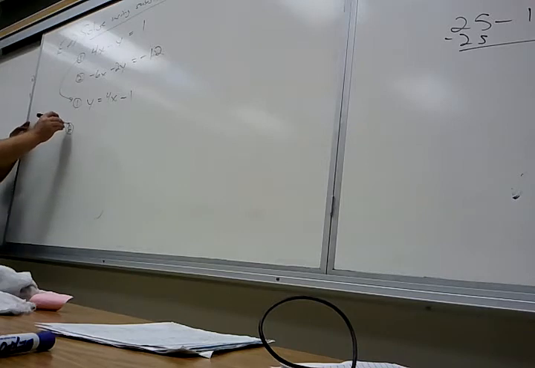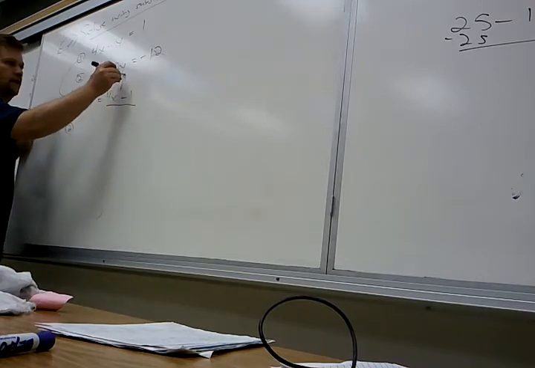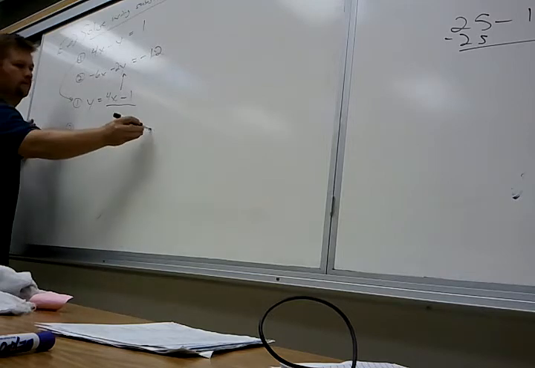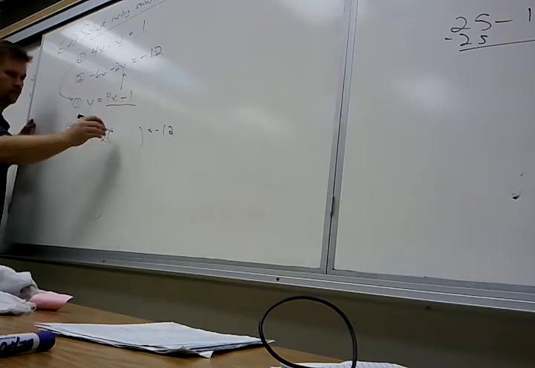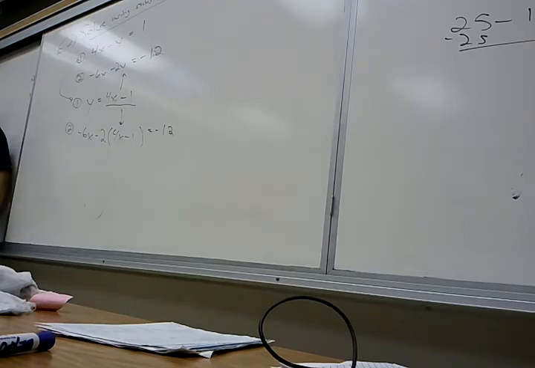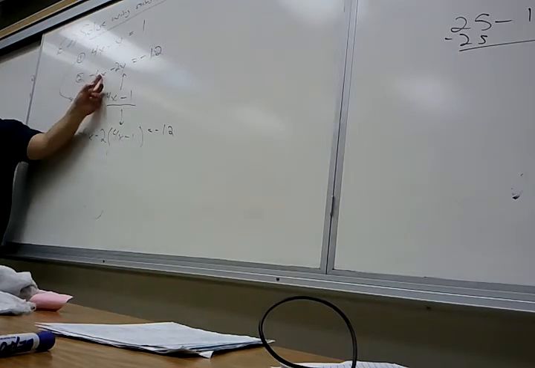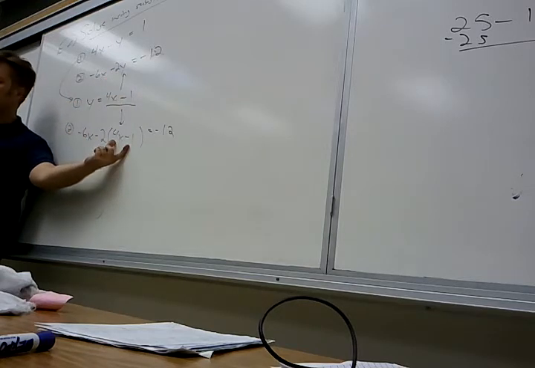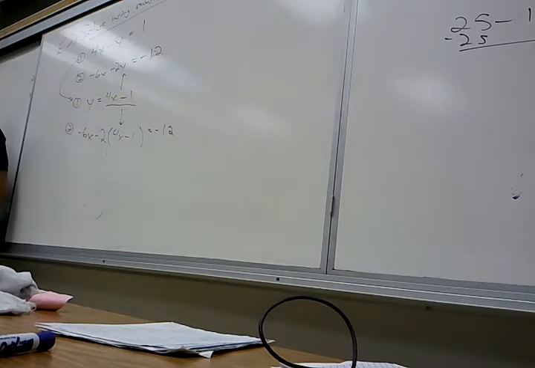So what do you get? You write 2 now. Plug this in for y. Negative 6x minus twice 4x minus 1. I'm just rewriting this whole thing: negative 6x minus twice y, but y is this, equals negative 12. And now you just solve that. You've got one variable in there.